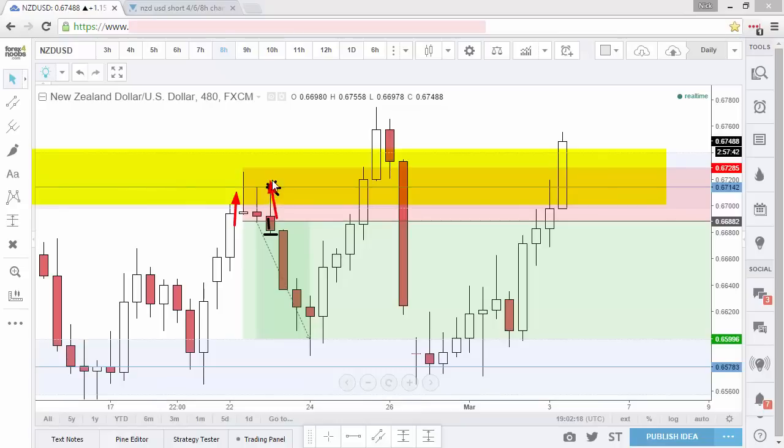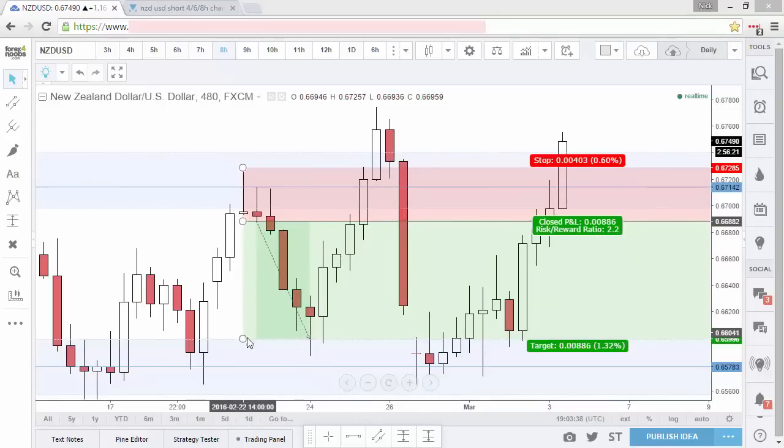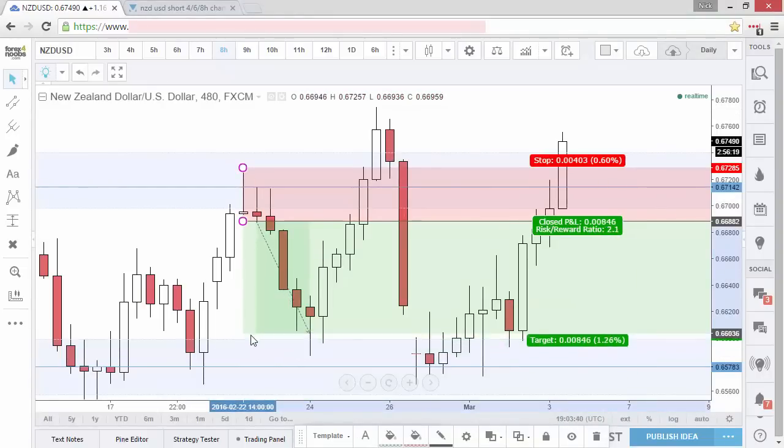So if buyers are pushing back up and attempting to break through this resistance area, you shouldn't be too worried, because the resistance area is there, and that means that there's sellers there, and sellers have a strong chance of pushing back the buyers, which in this case they did. And it ended up dropping down and hitting target down here at the support area.